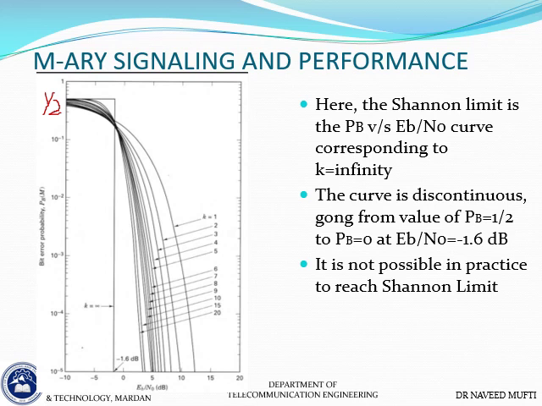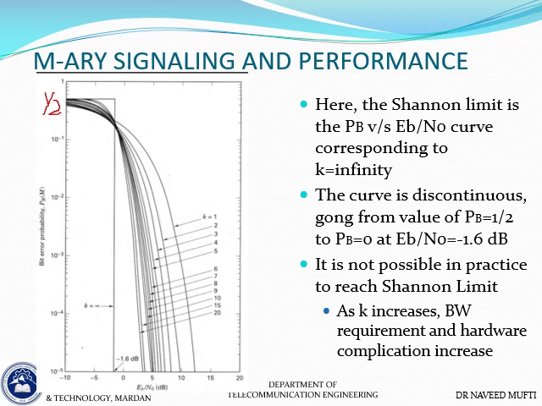So in reality, it is not possible to reach the Shannon limit. We can keep on increasing k, but we can never have this straight line because of practical limitations. Because as k increases, the bandwidth requirement increases. We know the bandwidth requirement of 256 QAM is more than that of 16 QAM, which is more than that of 4 QAM. So as k increases, the bandwidth requirement increases, and also obviously the hardware complications increase. We need to have very complex hardware, a very sensitive receiver. So for all these factors, we can't really approach this limit.